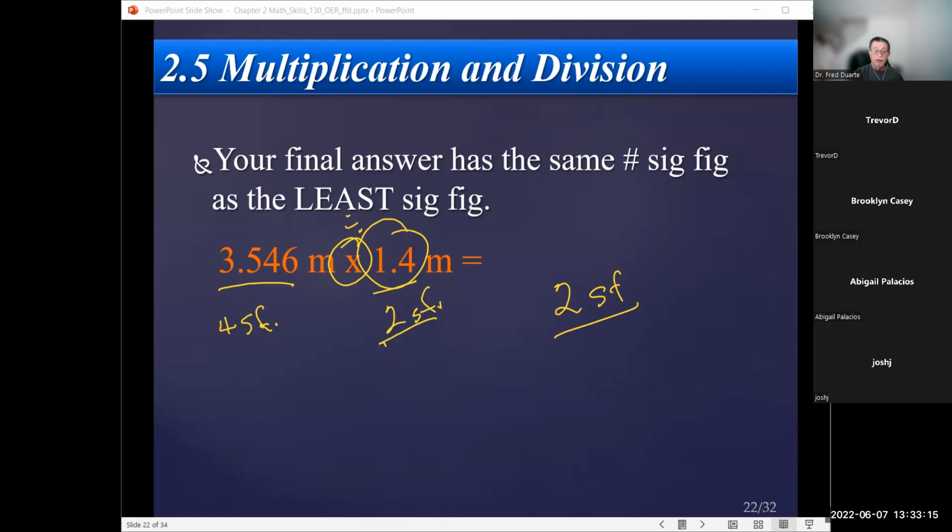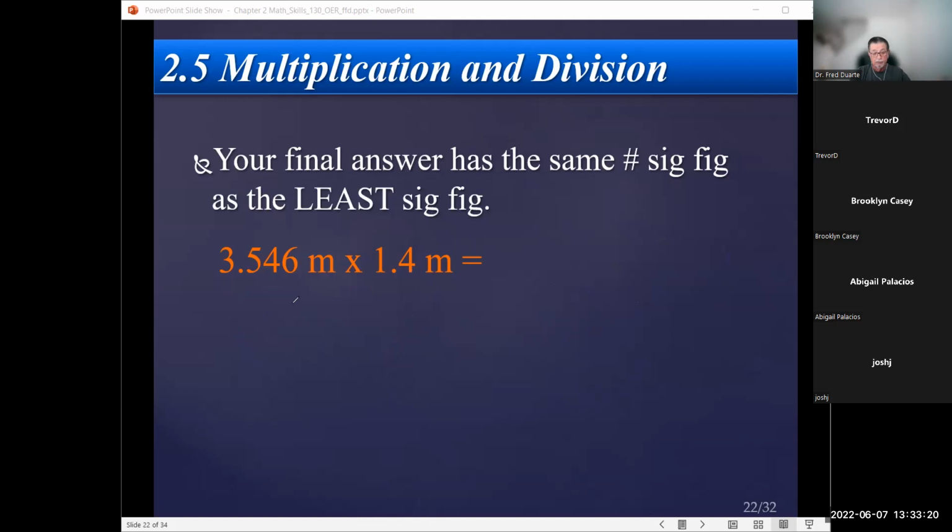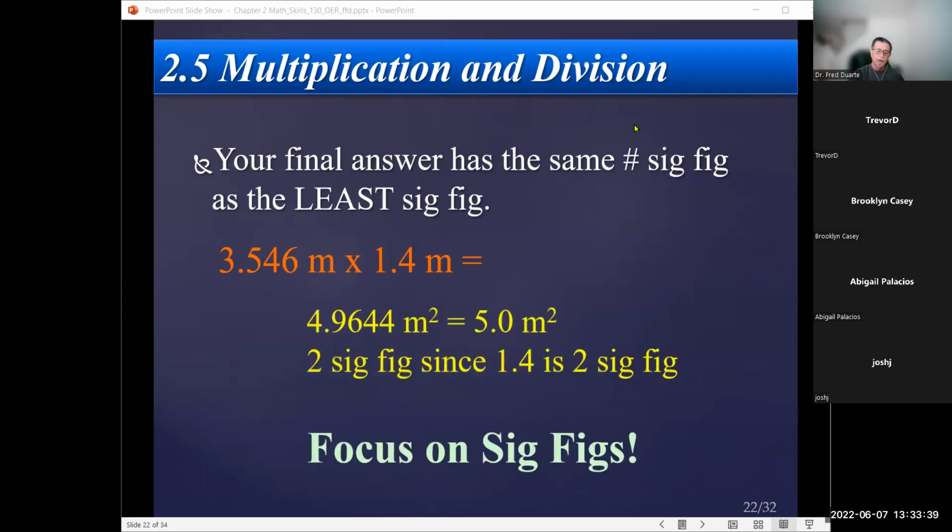Now, you don't want to truncate. You don't want to round anything off. Take the numbers that you are given, do the mathematics in your calculator, okay? And then after the full number is set, find that 2 sig fig position and truncate from that position. Okay, so if we do the multiplication, we end up at 4.9644. We want to be at the 2 sig fig position for our answer.